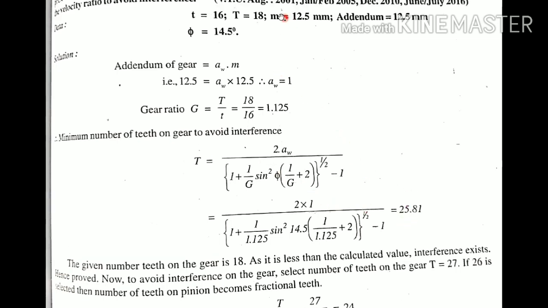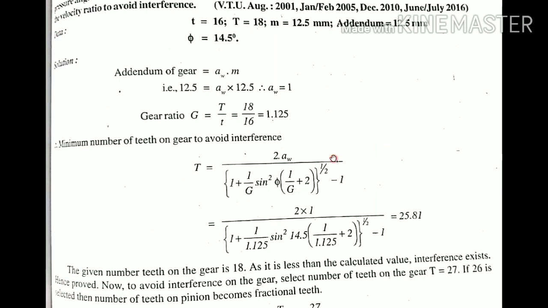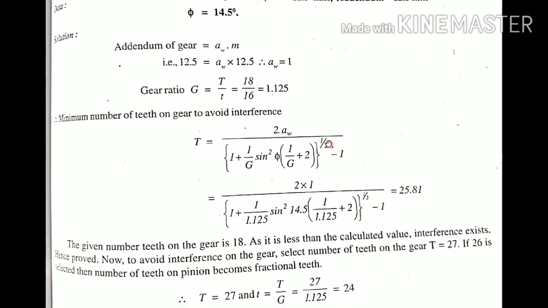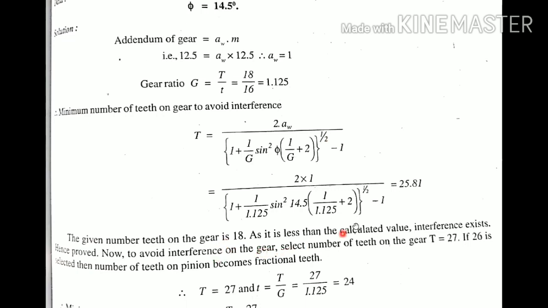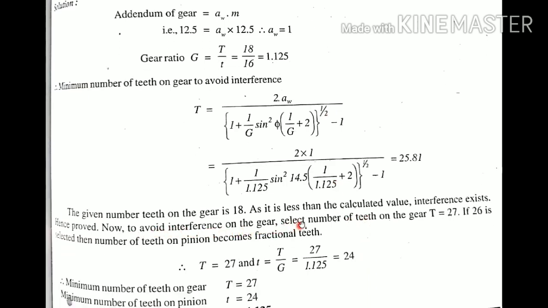Now the given teeth on the gear is 18, but the calculated is 25. Therefore definitely the given is less than this one. Definitely there is an interference going to occur. So in order to avoid this interference, what should the teeth on the gear be? They're saying that to avoid the interference on the gear, the selected number of teeth on the gear is 27.